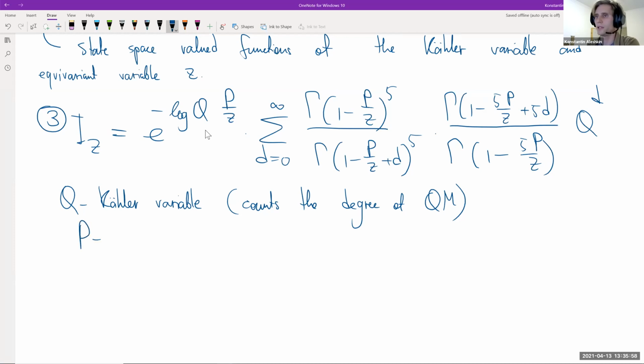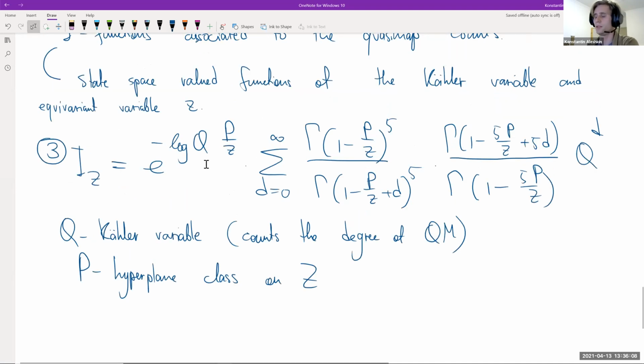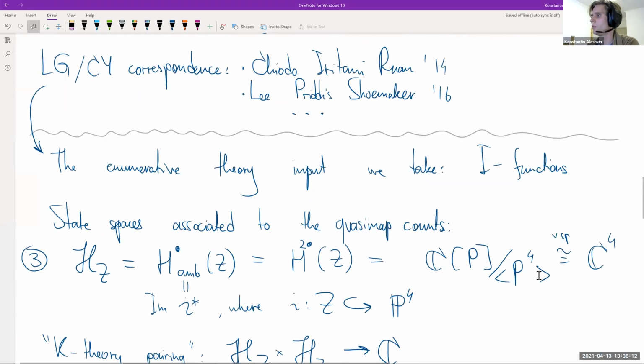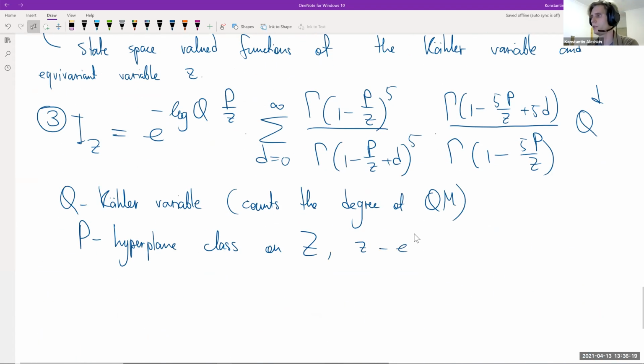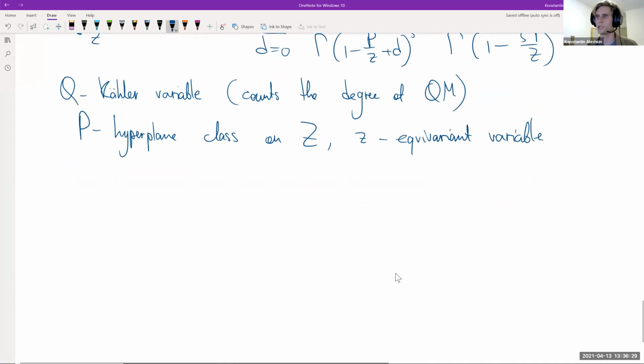And while P is a hyperplane class on Z, so it's an element of the state space, this guy. So Z is a covariant variable associated to the target P1. So one can think about quasi-map as like some map from, yeah, the whole story is about genus 0. So it's about maps of P1, maybe with some marked points, into something, and in this case into the quintic. And Z is the variable.